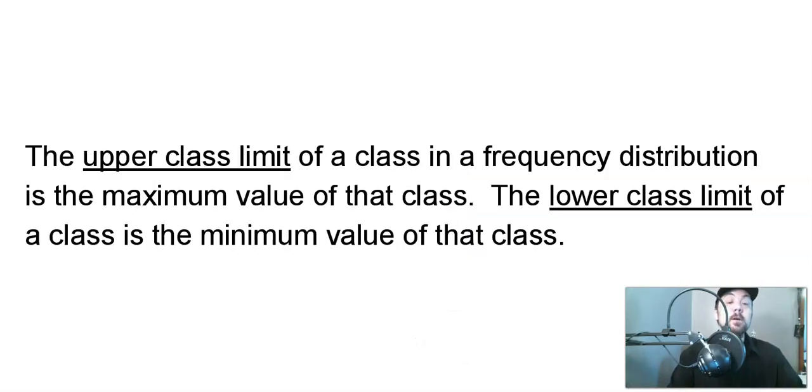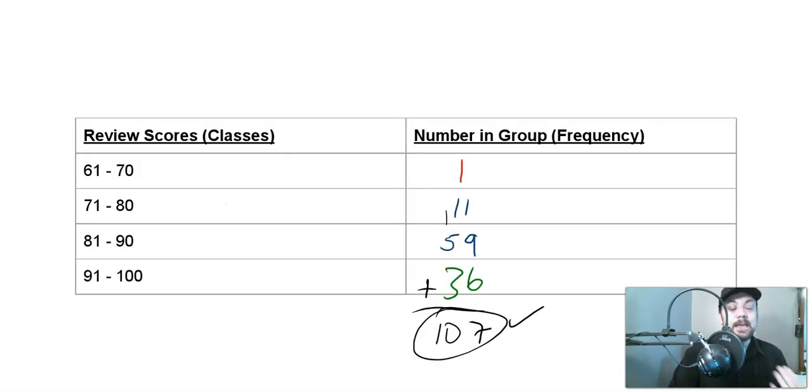So let's talk about some terminology of the structure of these frequency distributions. The upper class limit is the technical name that we give for the maximum value of a particular class. And the lower class limit is the name we give to the minimum value of a particular class. So these are pretty easy to identify.